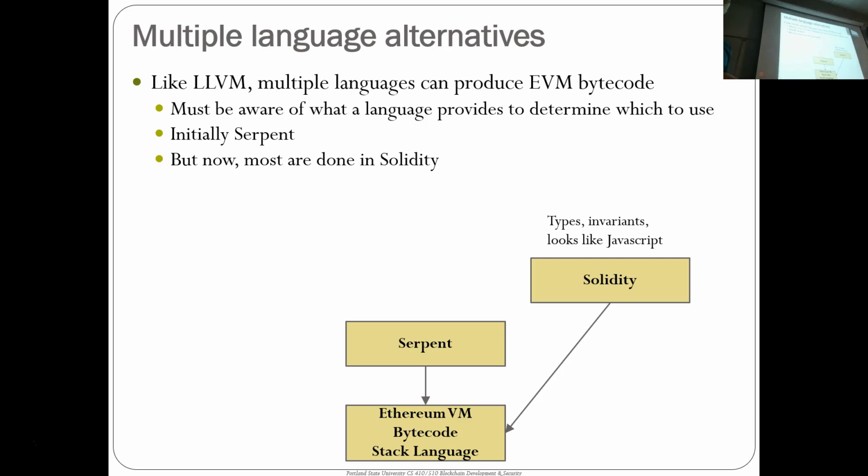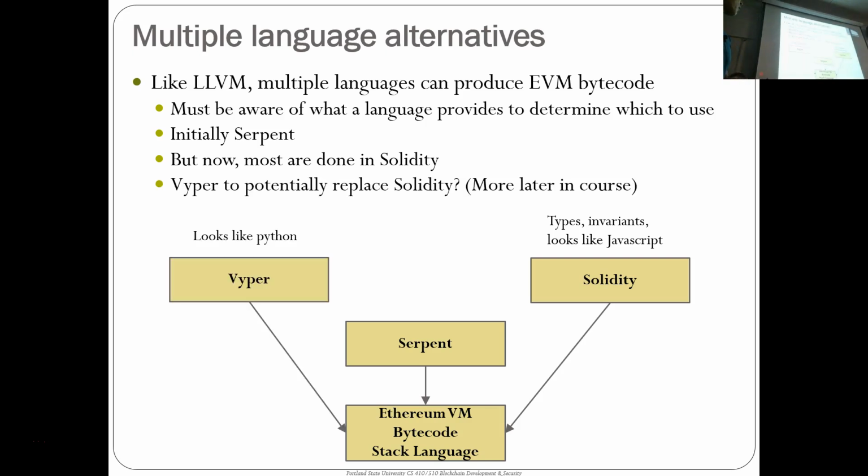I think it's more than 80%, 80 or 90% of all contracts on Ethereum are written in Solidity. And this gives you types and variants, and it basically has JavaScript as a base syntax. And then you can easily just compile Solidity down to the same EVM bytecode that Serpent compiled into. But the problem with Solidity is that you can easily write insecure smart contracts in Solidity. And so this is what the second half of the course will be. You'll see all the different ways you can blow yourself up with Solidity.